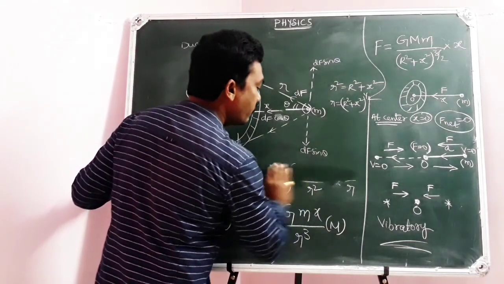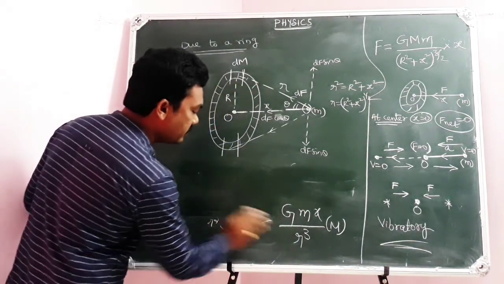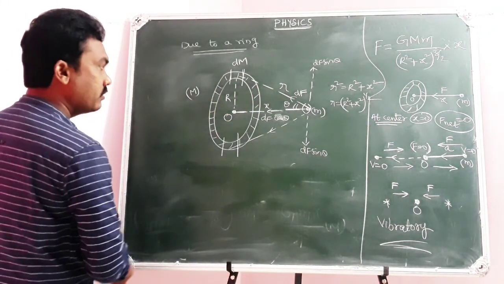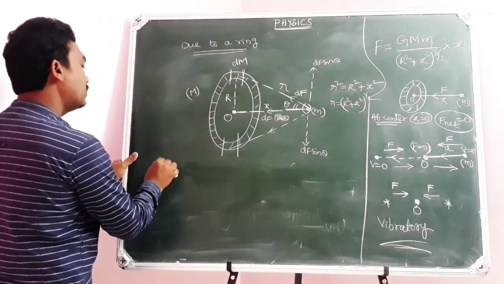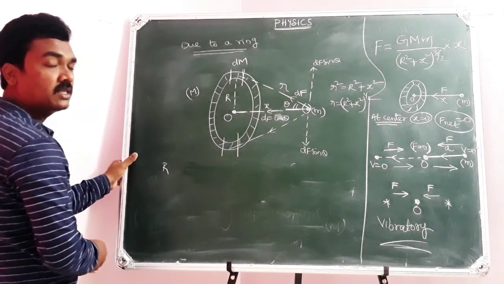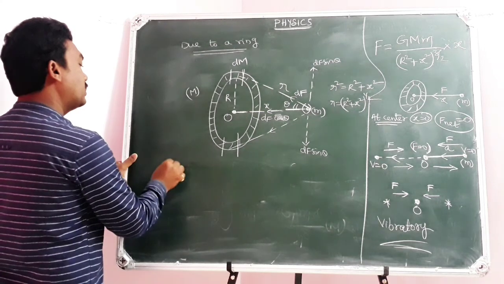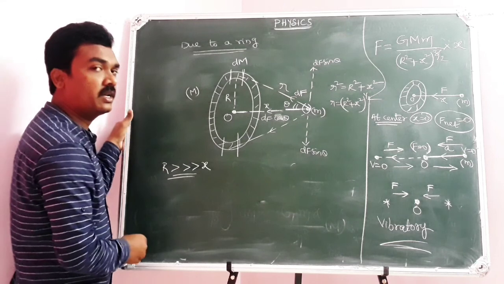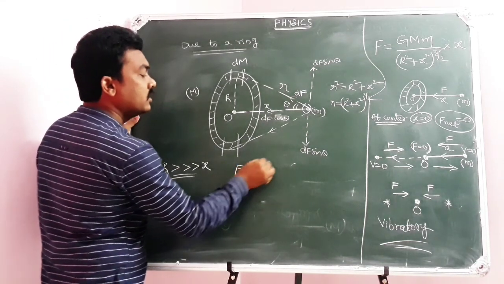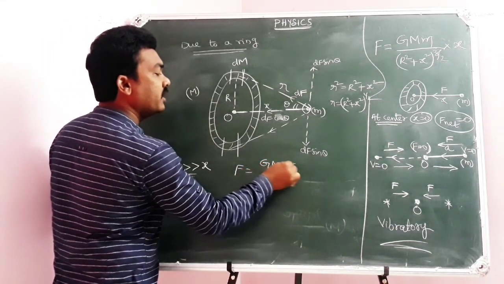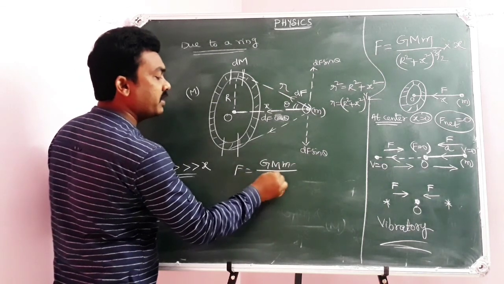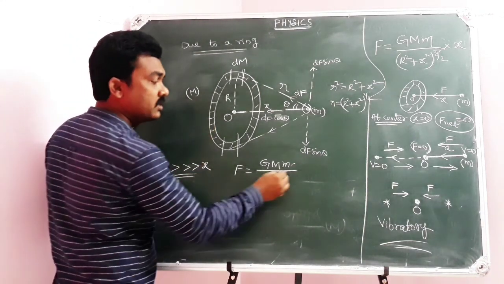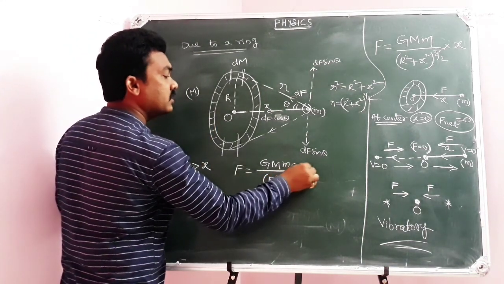Now here, if I place a few conditions, like in that case, R, the radius of the ring, is far greater than x. R is far greater than x. Then F is equal to G capital M small m by (R square plus x square) becomes R square, because R is far greater than x, so x square can be neglected, whole power 3 by 2 into x.